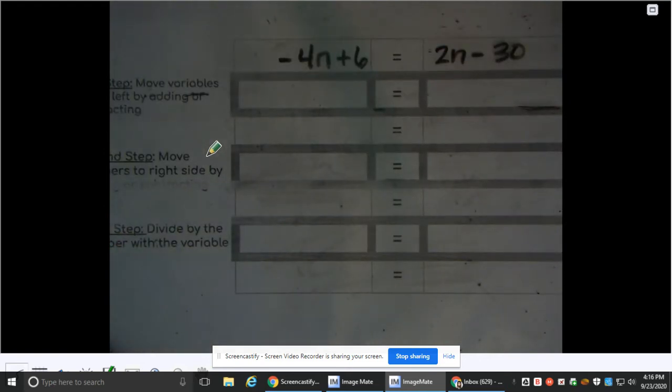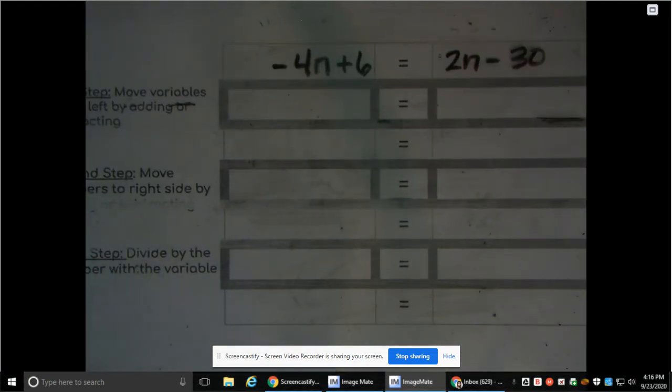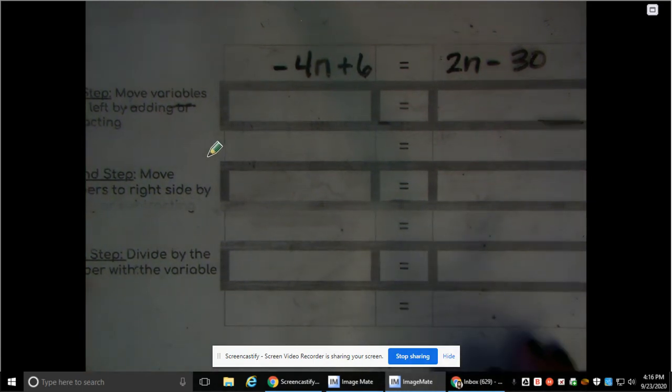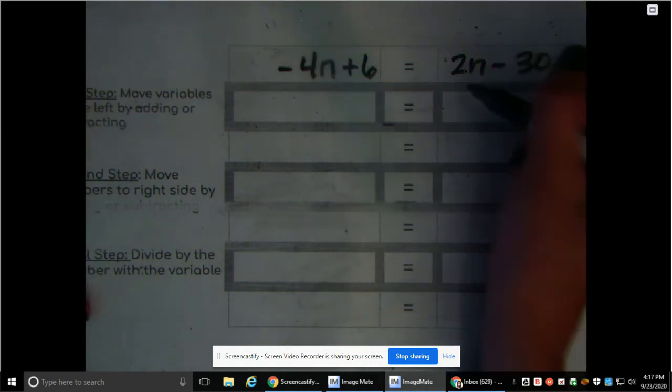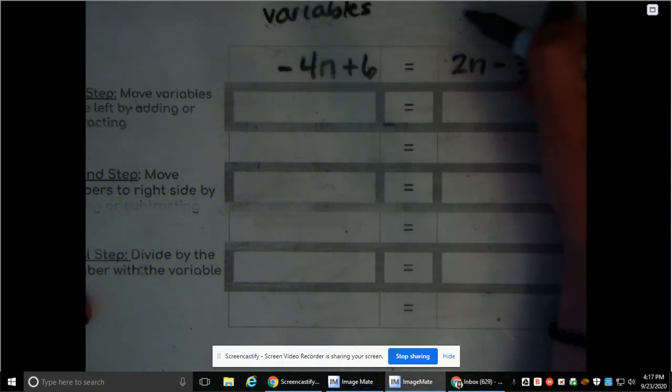Okay, we'll go over practicing equations with variables on both sides. If you notice, this equation has both positive and negative numbers. The steps for solving are the same. Remember that you want your variables on the left side, and you want your constants or numbers on the right side.